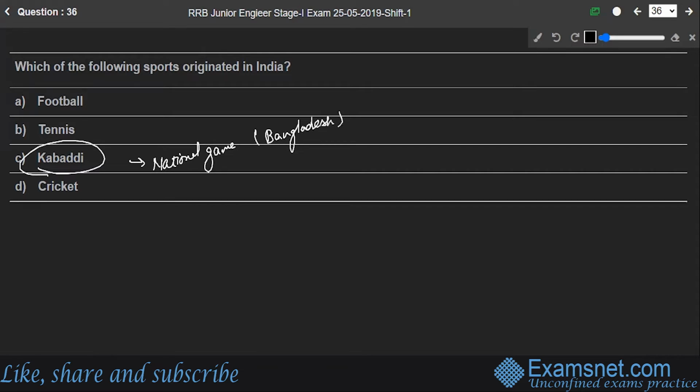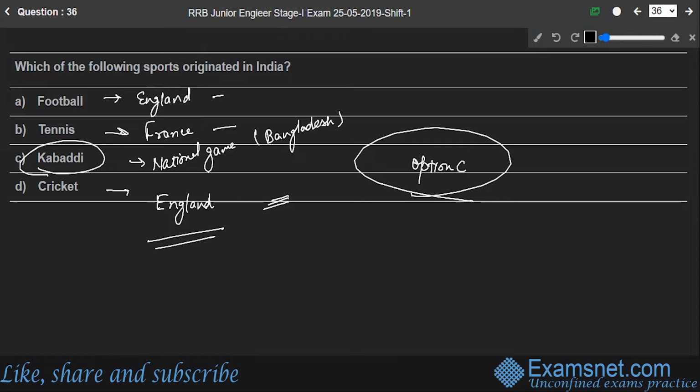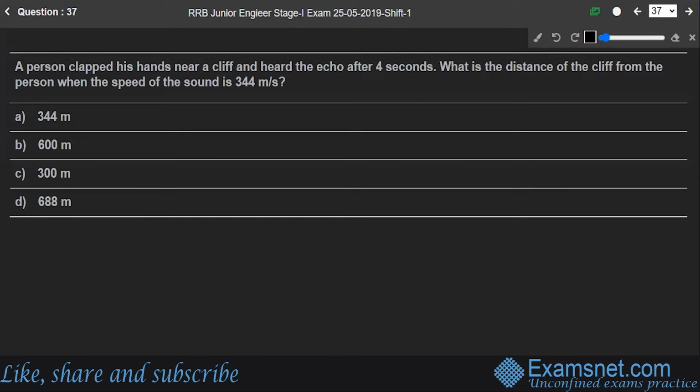If I talk about the rest, football has its origin in England. Tennis has its origin in France, and cricket also in England. Cricket is the national game of England, Australia, and Bermuda right now. And tennis is not the national game of any country. Football is the national game of France and Brazil. And the right answer to our question is option C. Hope you got that. Let's move to the next question, number 37.